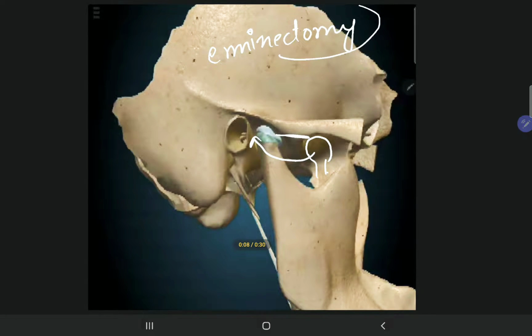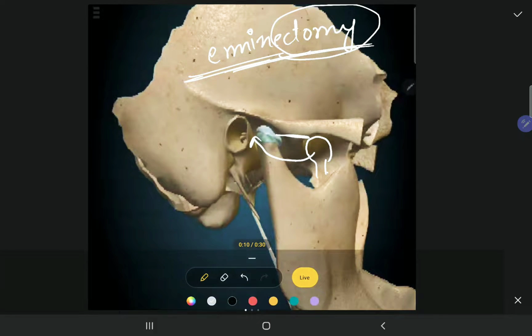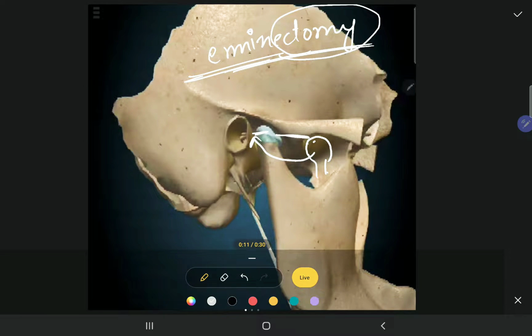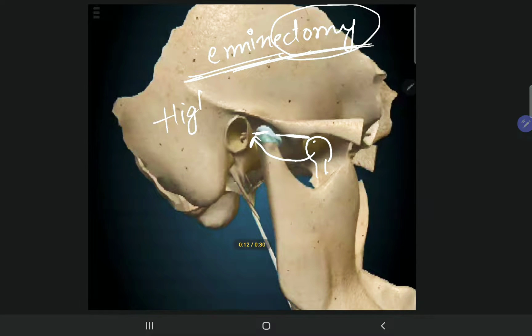Ectomy means to remove, right. Removing the eminence is an eminectomy procedure. Or what you can do is remove this condylar head so that it does not get stuck here. That is called high condylectomy.